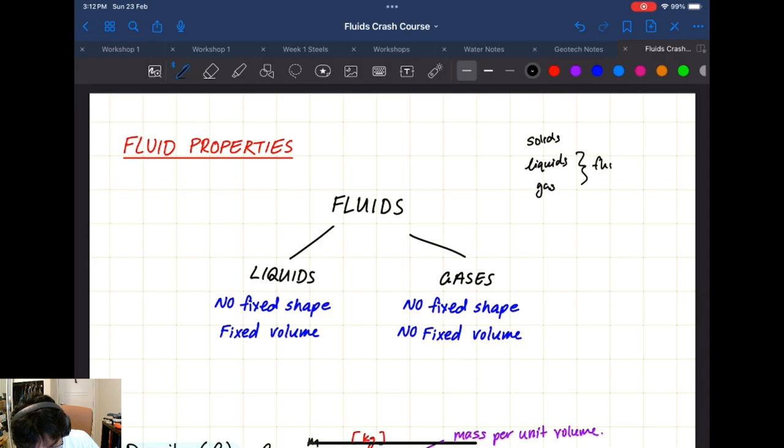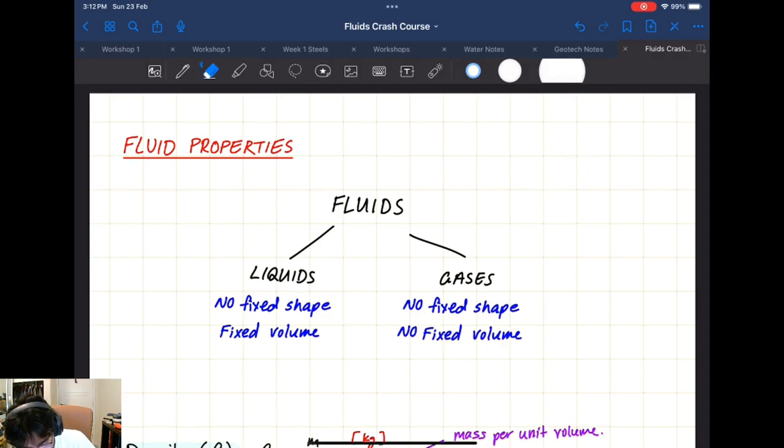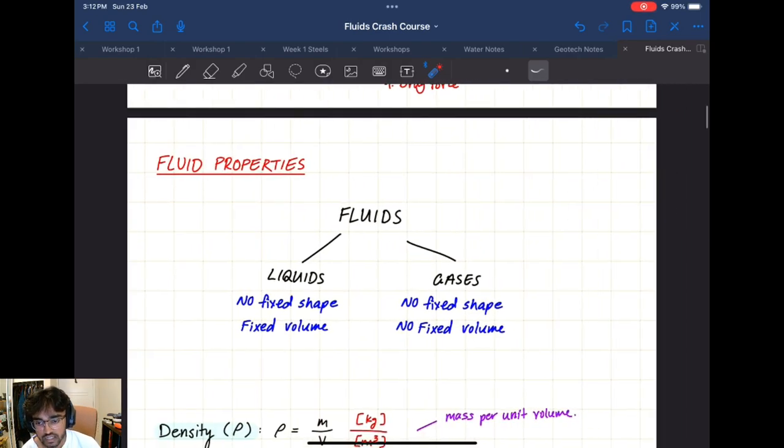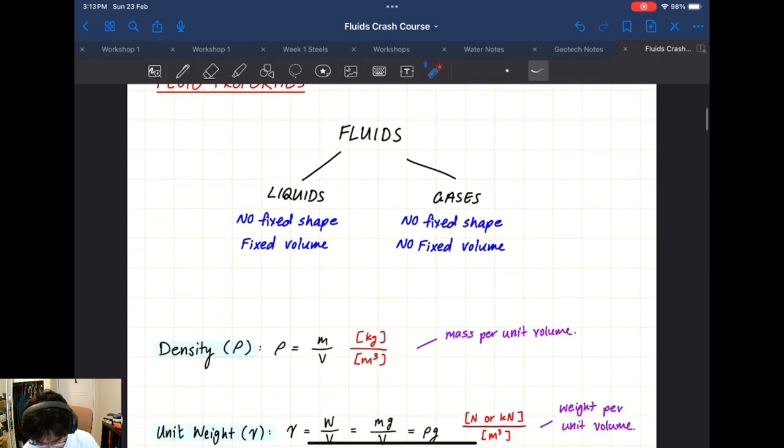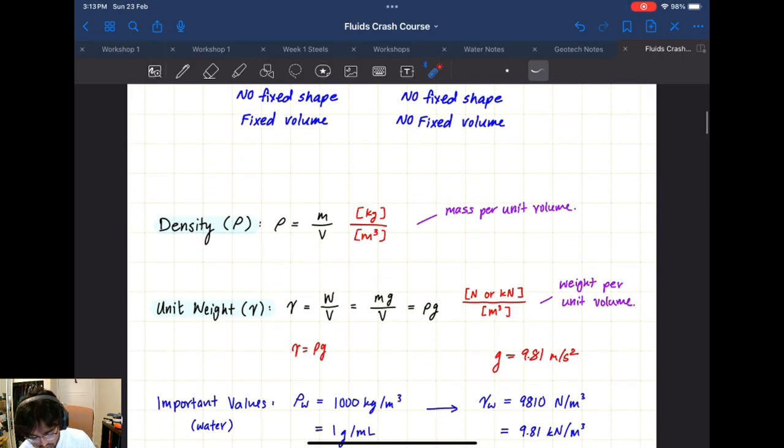So I've got it over here. Fluids consist of liquids and gases. A liquid is something that has no fixed shape, but does have a fixed volume. Gases have neither fixed shape nor fixed volume. It's not too important. I just wanted to give you an introduction that we can take a look at liquids as well as gases. Now, fluids have something called a density, which is the mass per unit volume, given by the formula.